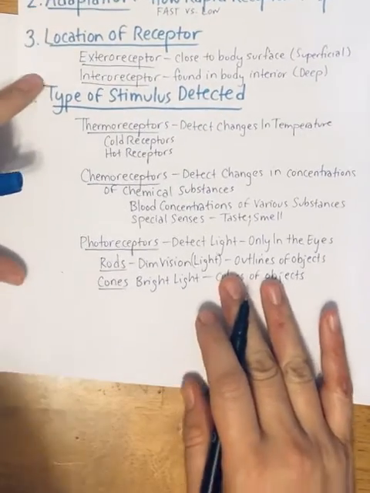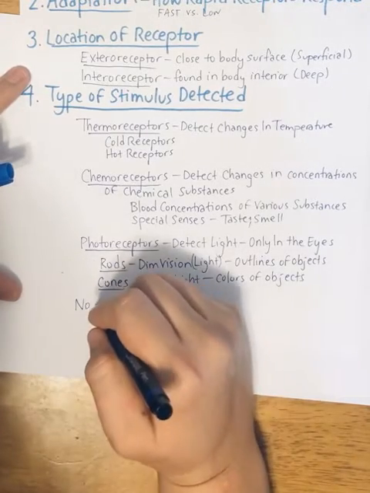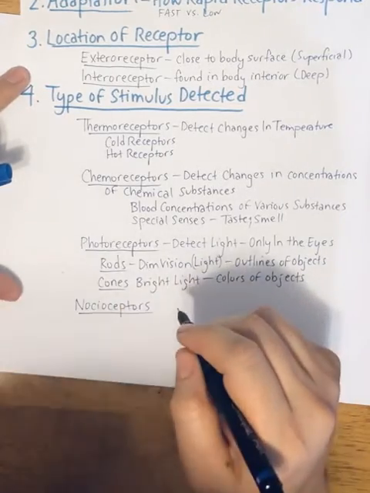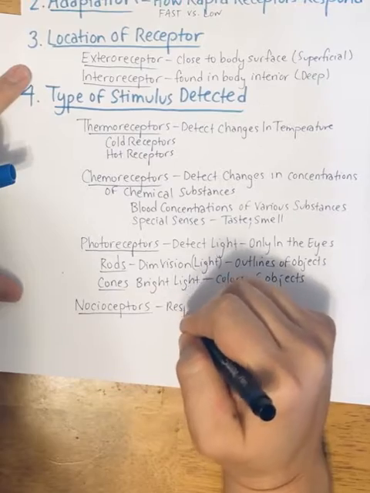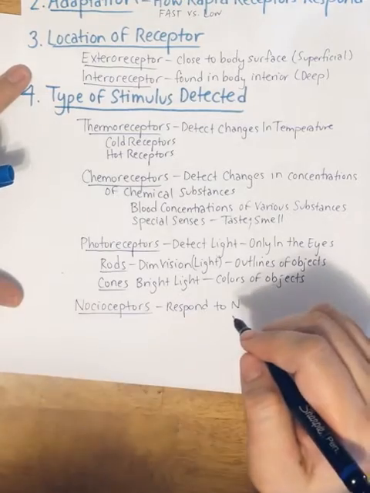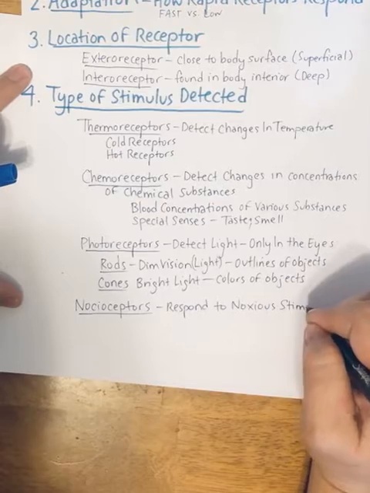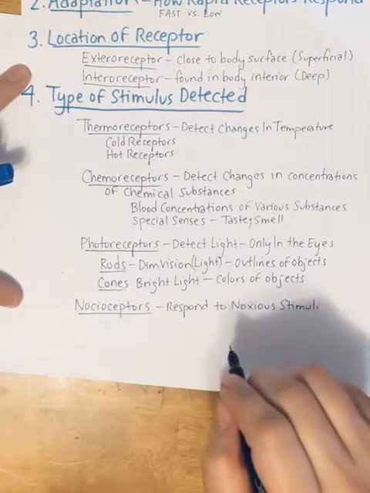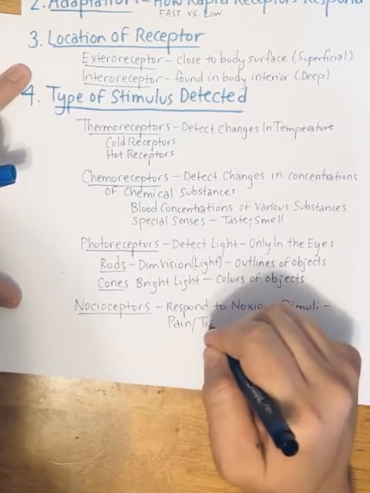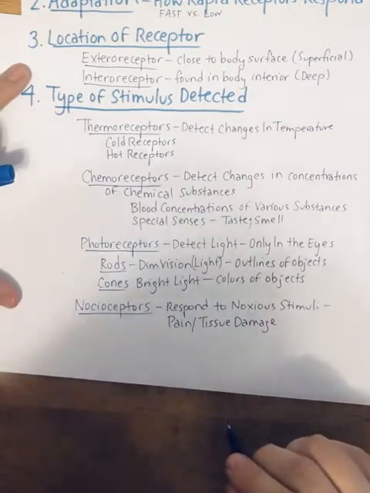Okay, the next type of stimulus is called nociceptors. Nociceptors are going to respond to noxious stimuli. Noxious means annoying. Examples of noxious stimuli include pain and tissue damage. That's a noxious stimuli.